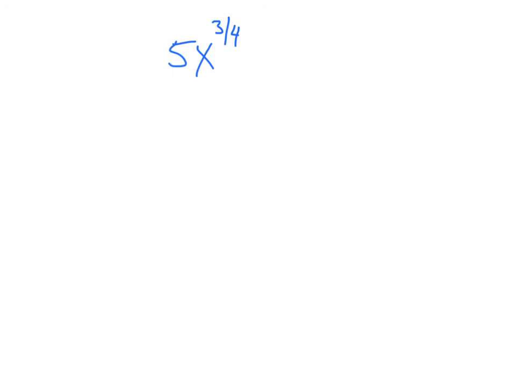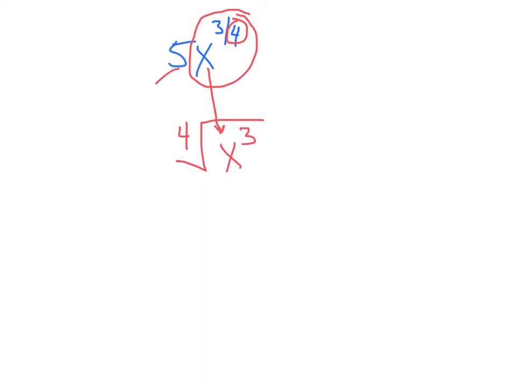Comparing to this one where the 3/4 only applies to the x, not to the 5. So putting in my radical, the denominator of 4 becomes the index. I'm going to copy down the x to the 3. Then I'm going to bring the 5 out front. So my final answer, 5 4th root of x to the 3rd.